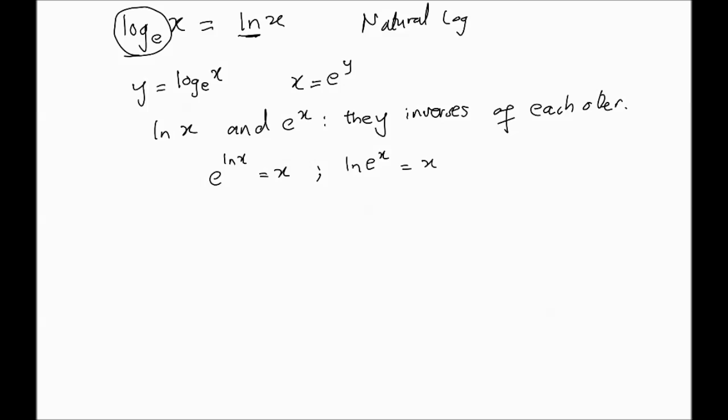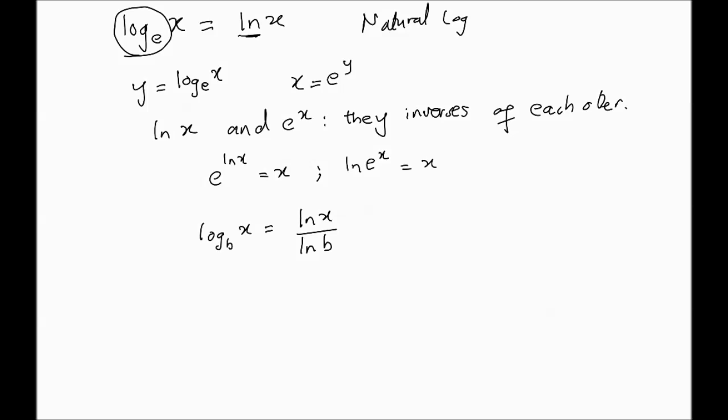Now, since the ln is used more commonly, I'm going to show you a very useful formula, a very useful idea that can be used to convert bases. It says that log to the base b of x, and I'm giving this without proof, is ln of x divided by ln of b. So you have log to any base b of x equal to ln x over ln b.